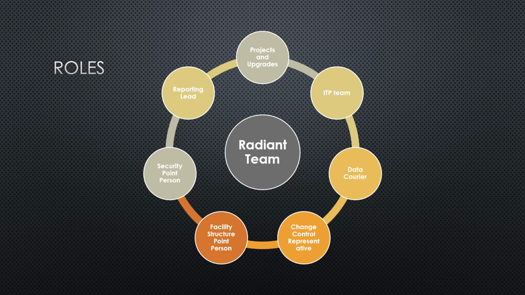And unique to the Radiant team is the role of change control representative, which happens to be my mentor. And this person is in charge of approving changes for 3 application teams, Radiant, Willow, and Optime. Other roles within the Radiant team include a facility structure point person, security point person, and reporting lead.